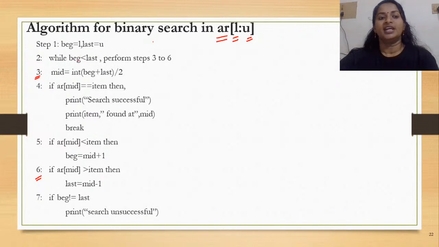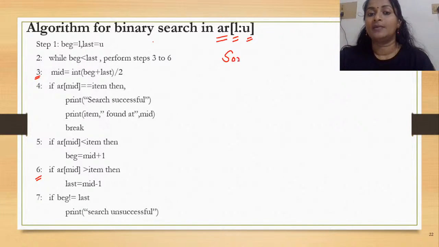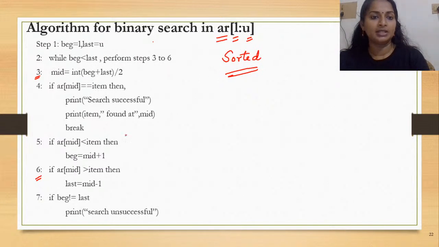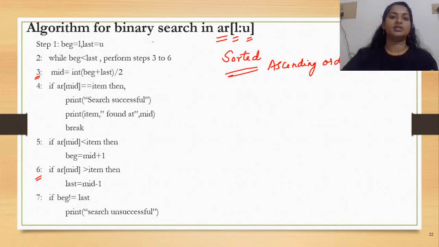Okay. Now you exit from the loop when you find that the value of BEG gets greater than last. Okay. The first thing that you need to keep in mind is that the list is sorted. Right now we are assuming binary search on an ascending order list, which is sorted in ascending order.